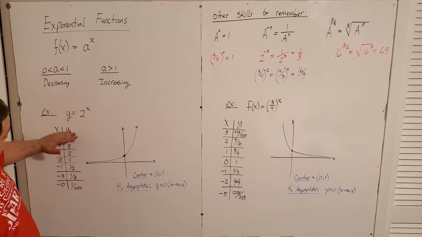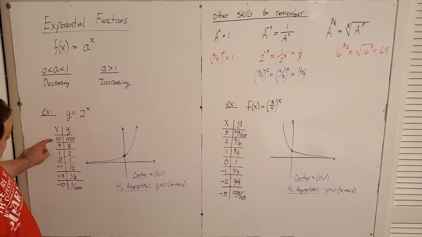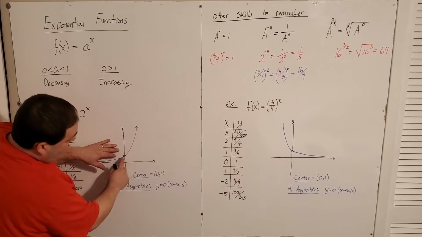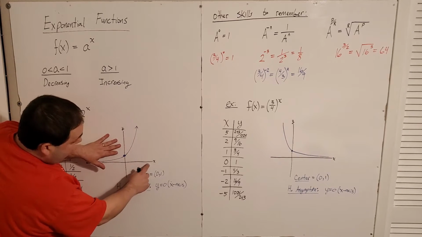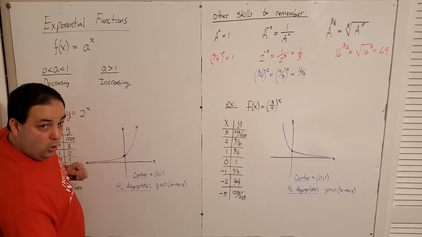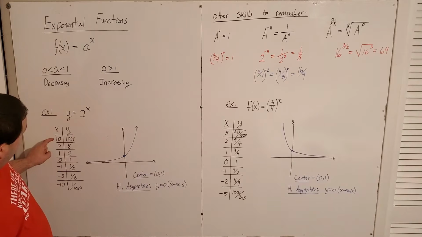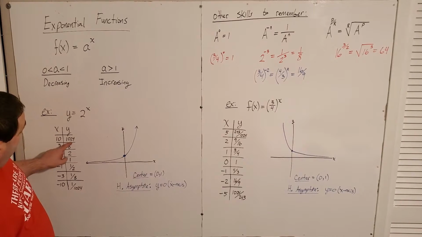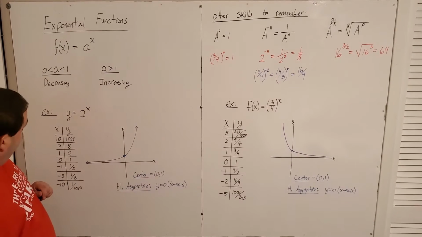So it's going to increase as I let x become more positive, right? And that's this side of the graph right here. As I let x get more and more positive, y is going to explode in size. As you can see, by the time x is 10, y is already in the thousands.